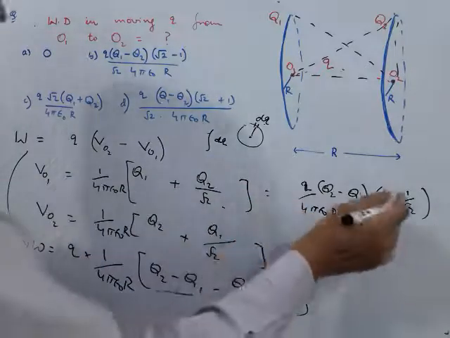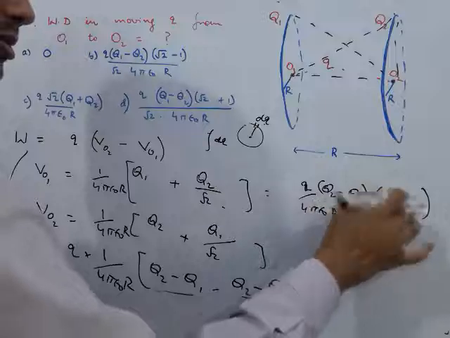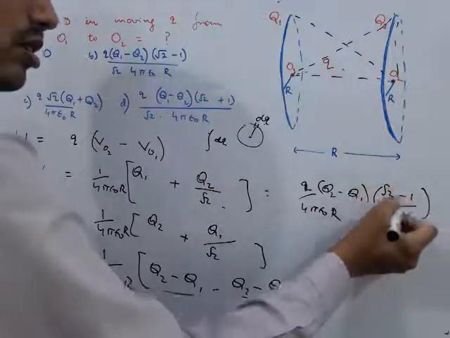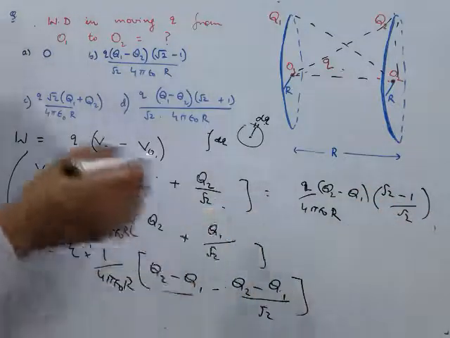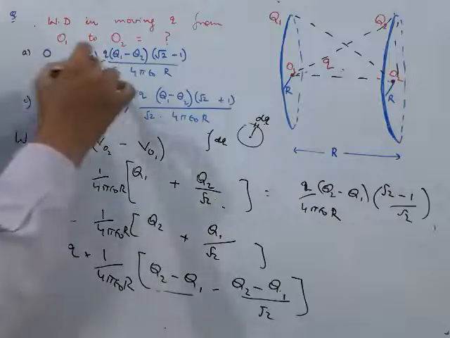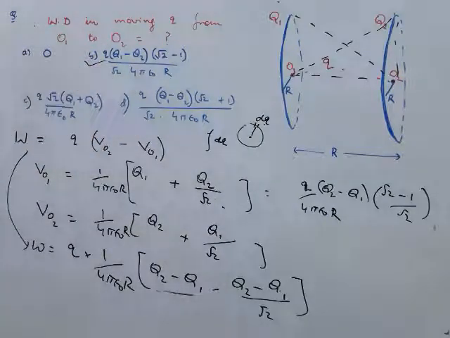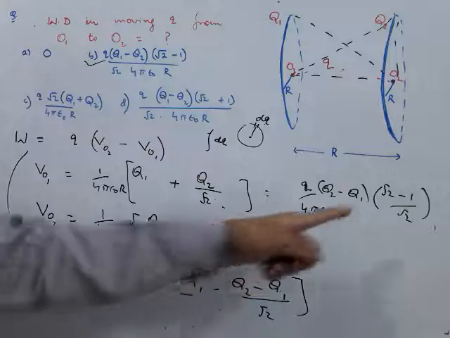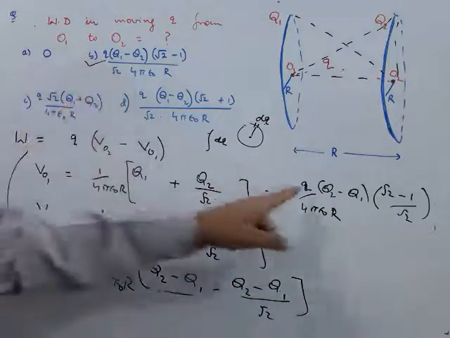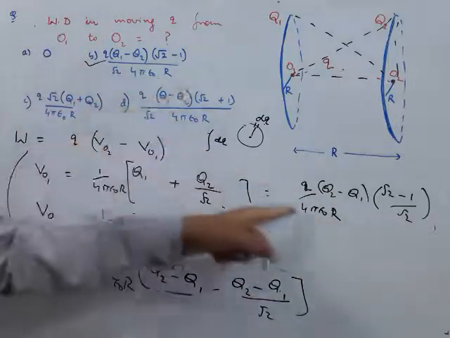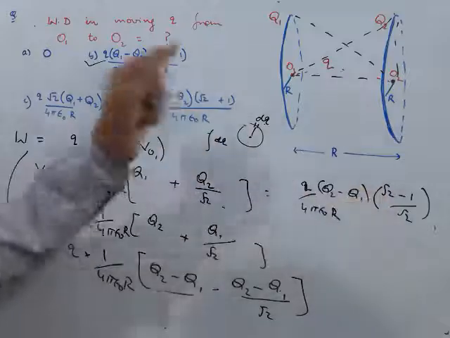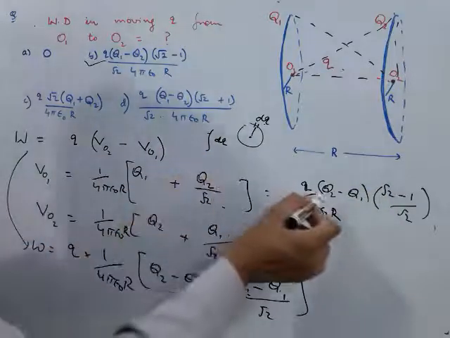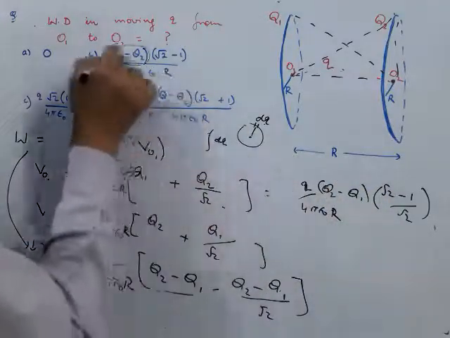So this becomes (root 2 minus 1) upon root 2. So this gives you option B, I think, as the correct answer. There is Q, there is root 2 in the denominator, there is 4 pi epsilon naught R, and there is root 2 minus 1. Now you might think, here it is Q2 minus Q1, here it is Q1 minus Q2.